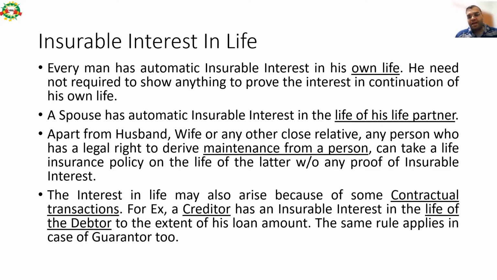The interest in life may also arise because of some contractual transaction. Some contract is happening between two parties, so it may also lead to some insurable interest. For example, a creditor has an insurable interest in the life of the debtor to the extent of his loan amount. I have given some loan amount to you, right? So I am the creditor and you are the debtor to me. If I have given 100 rupees of loan to you, I have insurable interest up to 100 rupees in your life. The same rule applies in the case of a guarantor too. So these are the theory questions.